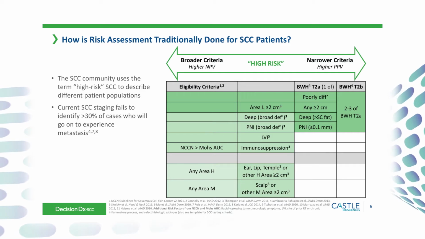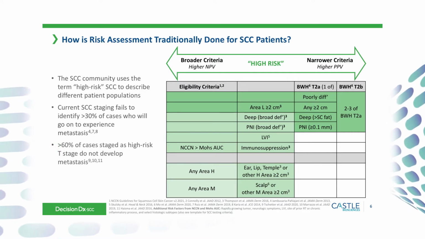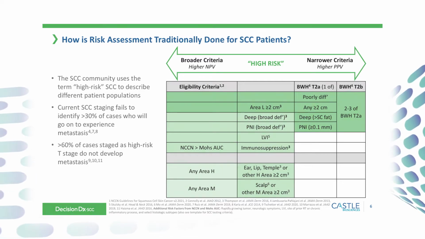And on the exact flip side of that is the opposite problem, which is that over 60% of cases that are called high risk actually do not develop metastases. So knowing that there's that gap between patients who are not called high risk but end up having a problem, and the patients who are called high risk but don't end up having a problem, that's really where some of that sweet spot is for helping to determine what we should be doing in that patient population.